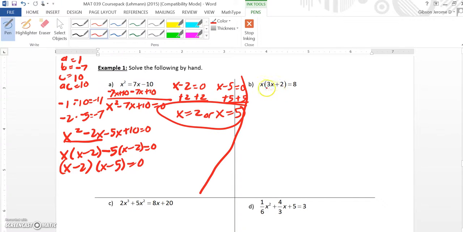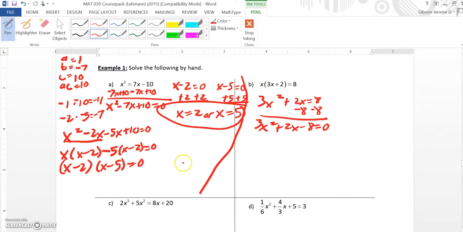Now we go here to B. The first thing we need to do is multiply this x by this parenthesis. So we have x times 3x, which is 3x squared, x times 2, which is 2x, and it equals 8. So we have to subtract 8 on both sides, and we will have 3x squared plus 2x minus 8 equals 0.